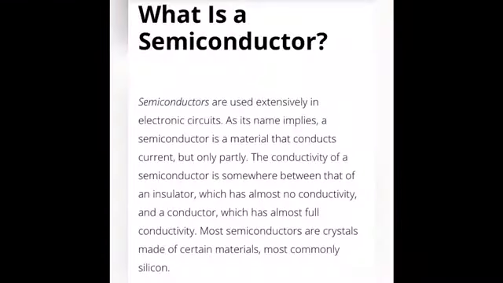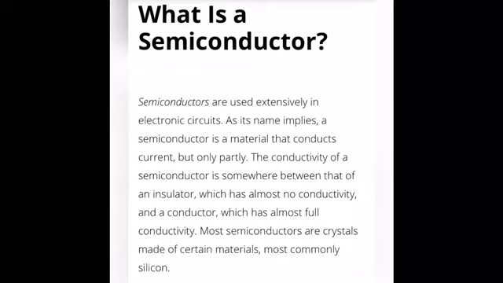I will explain to you about semiconductor process and its flowchart. What is a semiconductor? Semiconductors are used extensively in electronic circuits. As its name implies, a semiconductor is a material that conducts current but only partly. The conductivity of a semiconductor is somewhere between that of an insulator, which has almost no conductivity, and a conductor, which has almost full conductivity.